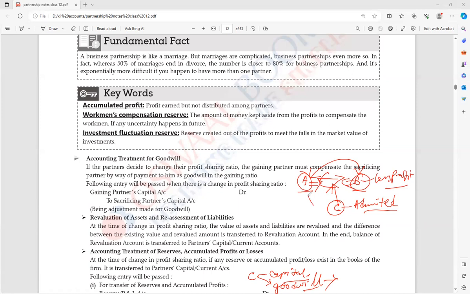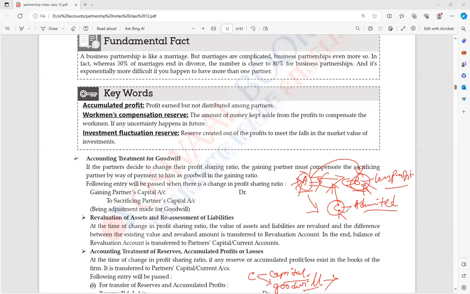After 5 years, the reputation of the firm is very good. Now, when C enters, only after entering is C going to get lots of profit. That is how, equally with them, the partners A and B are receiving. Got it or not?